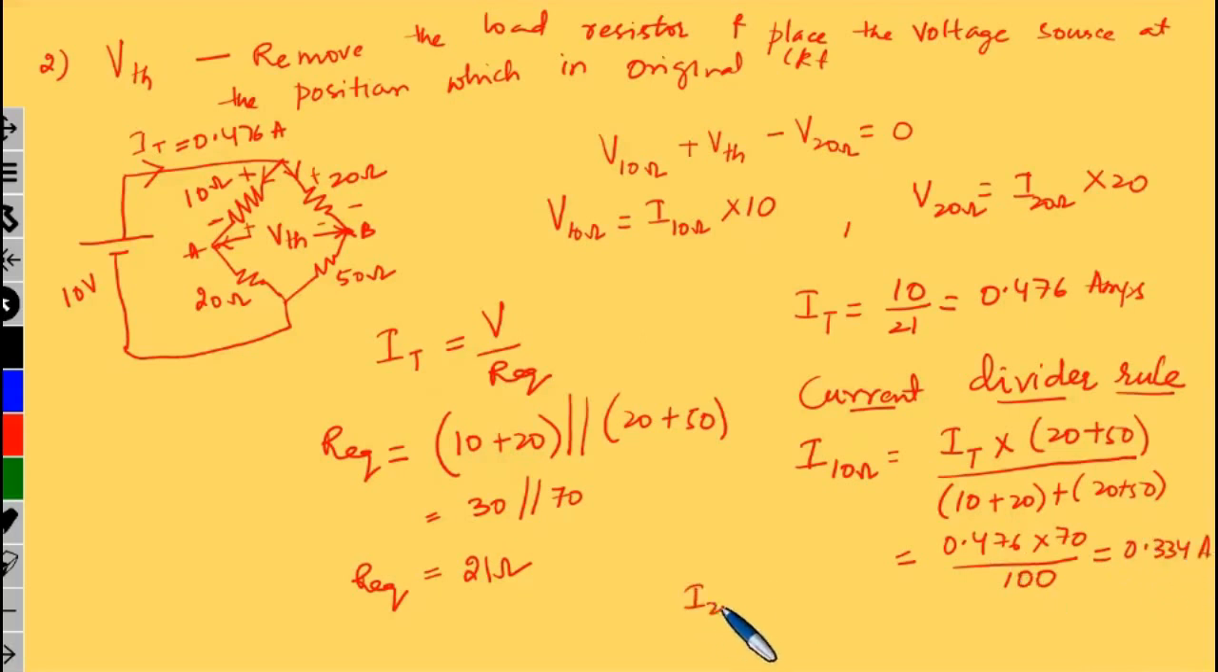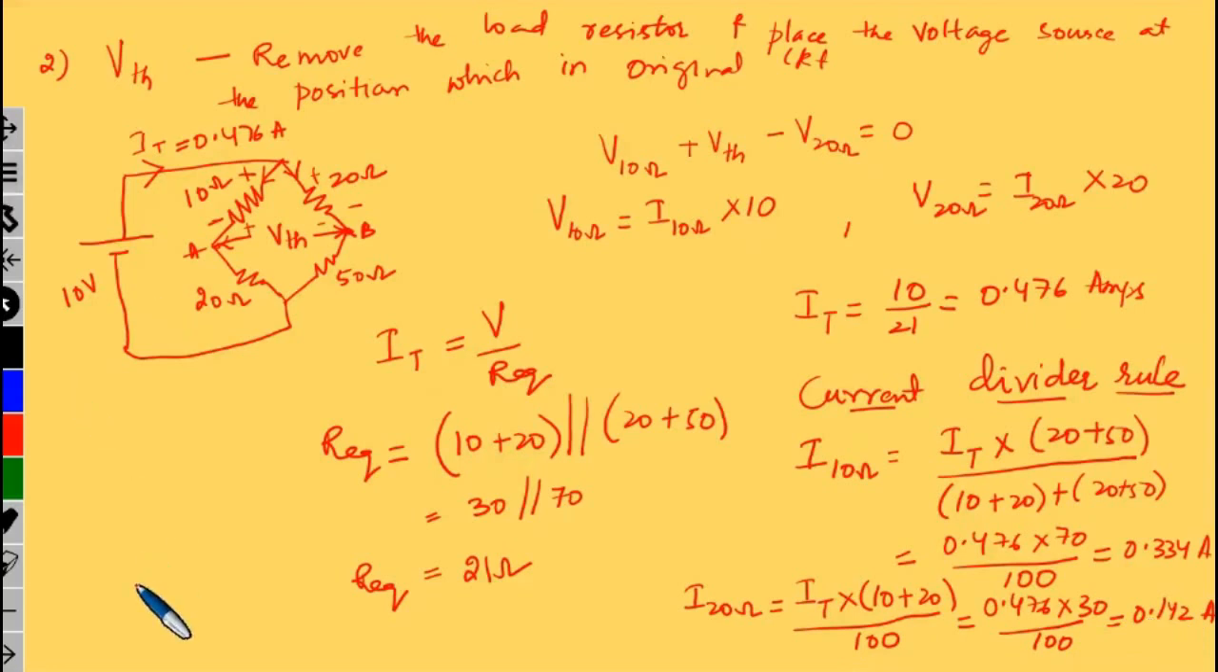Similarly, I 20 ohm is equal to I total into opposite branch resistance. What is opposite? 10 plus 20 divided by 100, that is 10 plus 20 plus 20 plus 50. So its value is 0.476 into 30 divided by 100. So its value is 0.142 amperes.